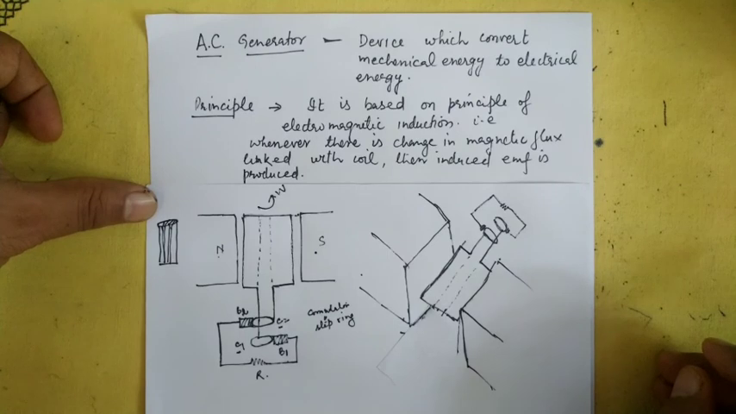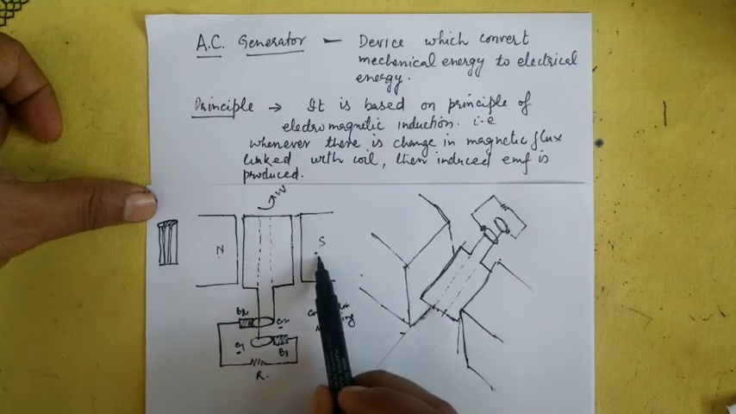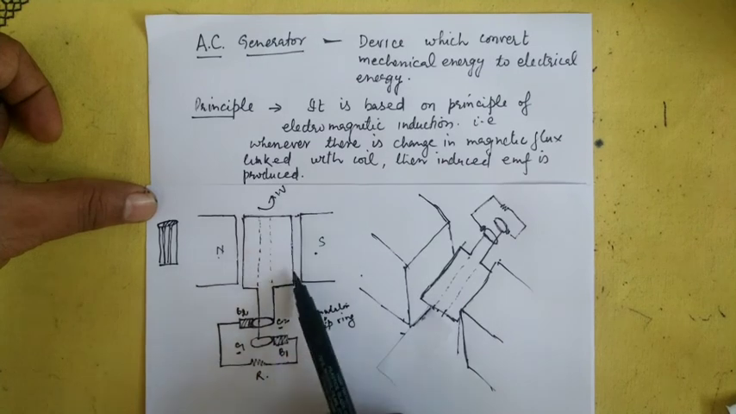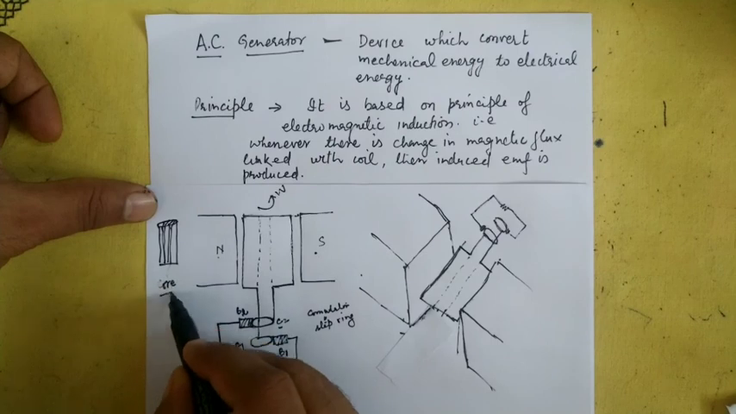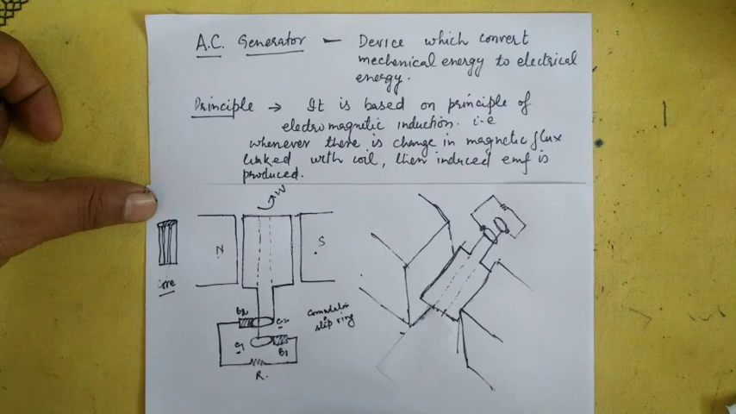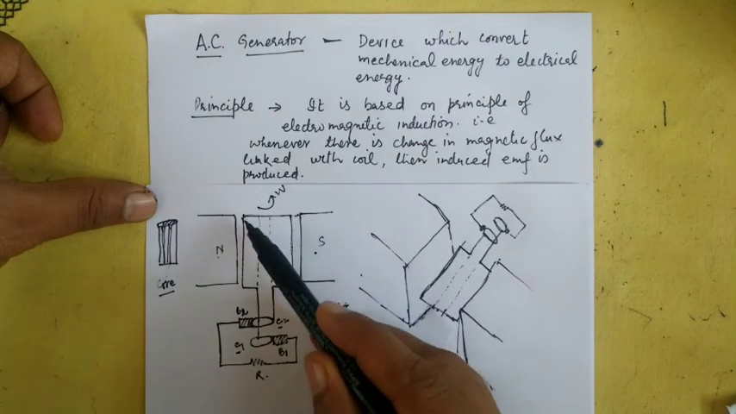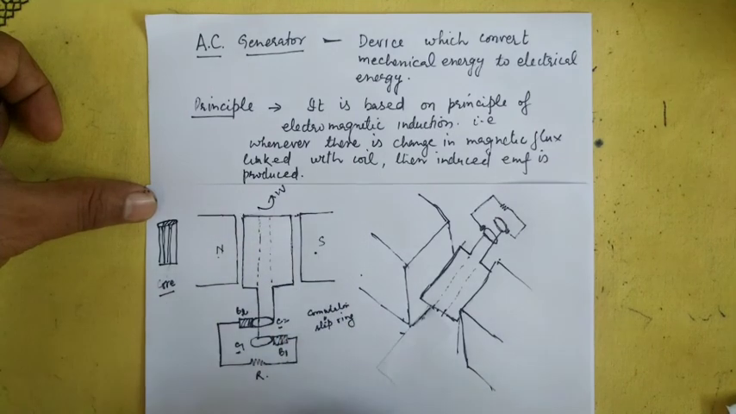Now let us look at the construction of this AC generator. It consists of two poles of a magnet, that is north pole and south pole, and we have an armature. Basically the armature is a core made up of soft iron over which we wrap a large number of turns of laminated copper wire. One loop of the wire I have drawn over here. The two ends of this wire are attached to the commutator, or slip ring, that is C1 and C2.